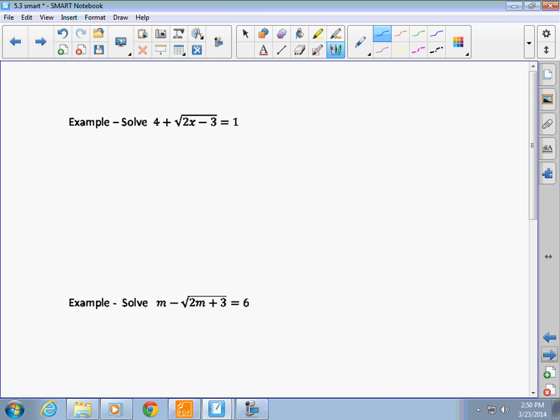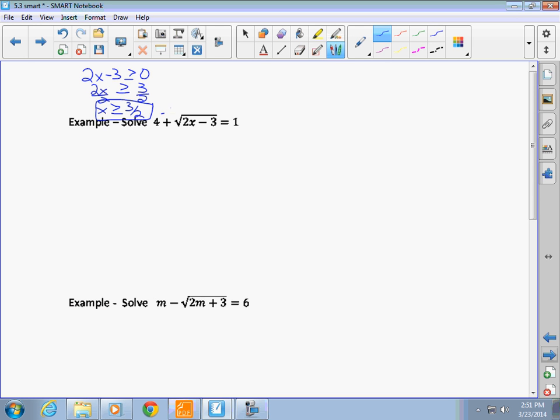Okay, next example. Solve 4 plus the square root of 2x minus 3 is equal to 1. My first step is going to be to find my restriction. So 2x minus 3 is the radicand, so that's greater than or equal to 0. 2x is greater than or equal to 3. Divide by 2, so x is greater than or equal to 3/2. That is my restriction.